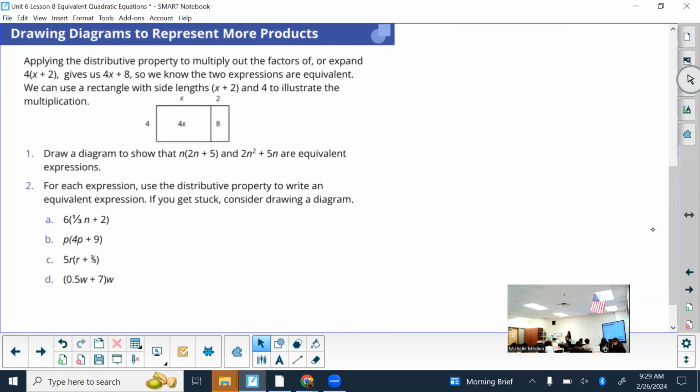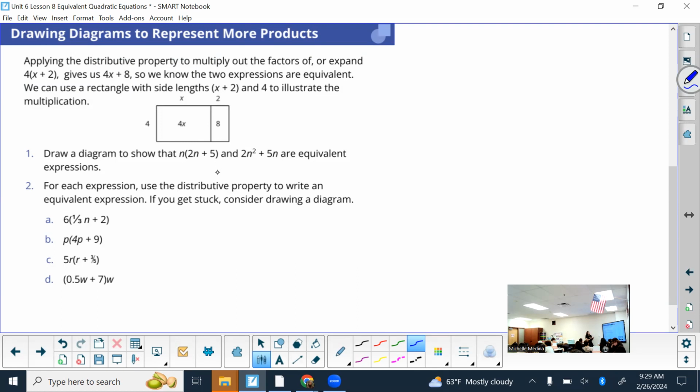We have other things to do today in 15 minutes now. So applying the distributive property to multiply out the factors of, or expand, 4 times the sum of x and 2 gives us 4x plus 8. So we know the two expressions are equivalent. We can use a rectangle with side lengths x and 2 and 4 to illustrate the multiplication. So similar to what we did in the warm-up part.